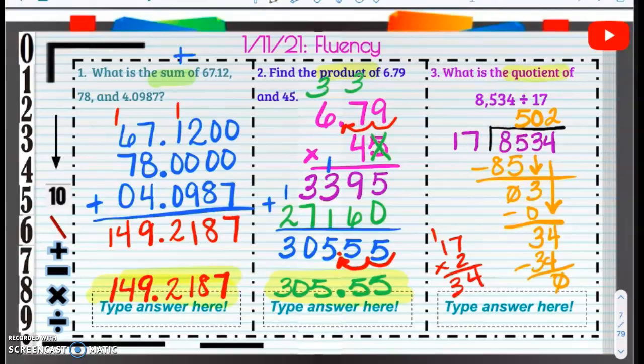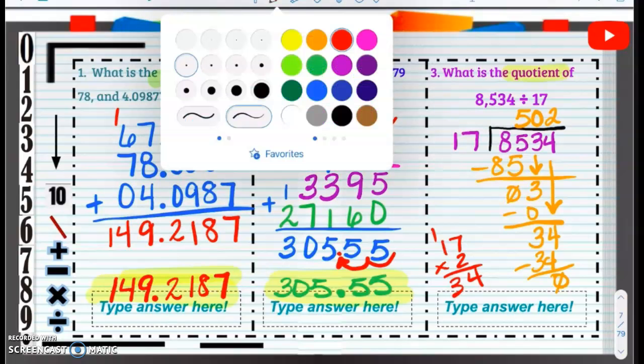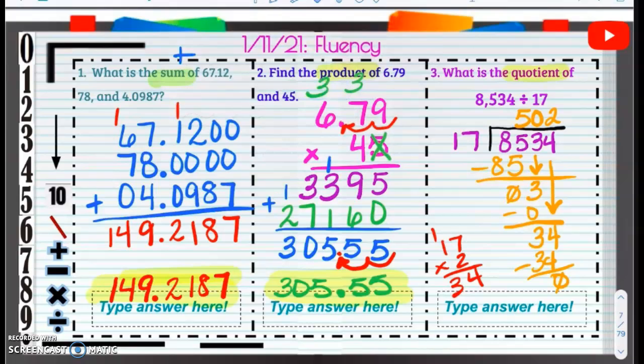And we are going to look at the top up here for our quotient, and I'll just highlight the top up here. So that's going to be 502. So our answer is 502. And that is going to be it.